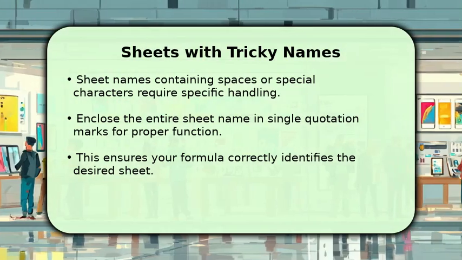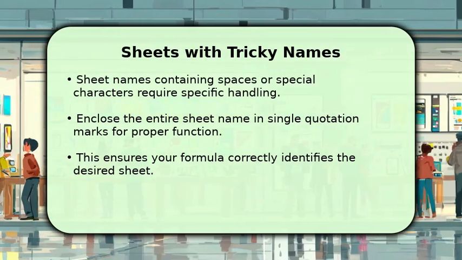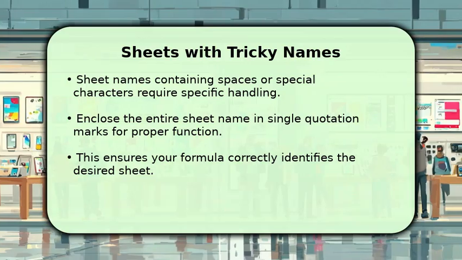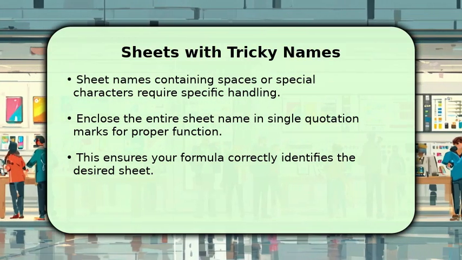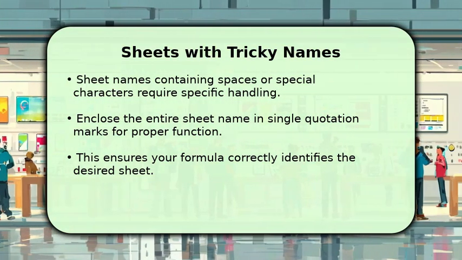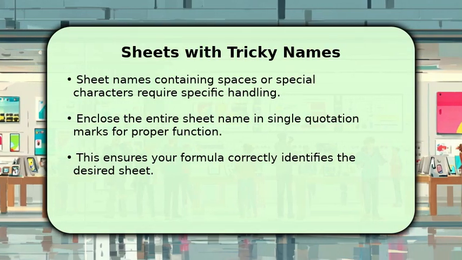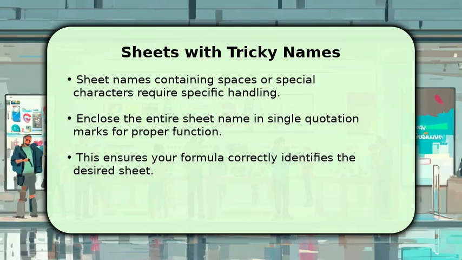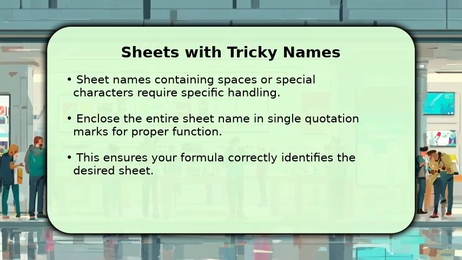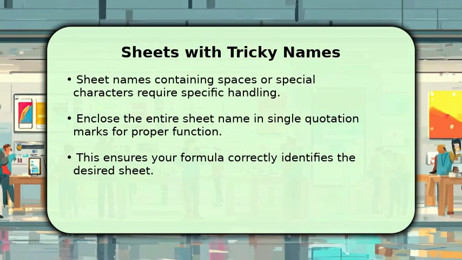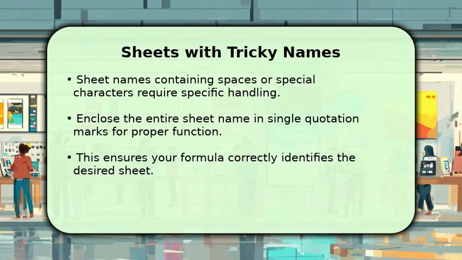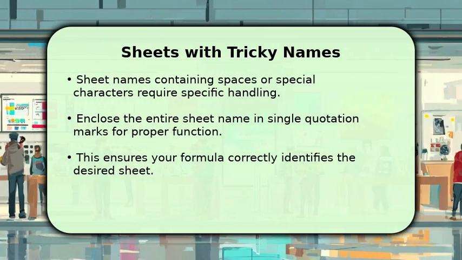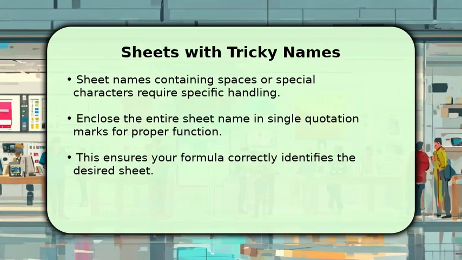When your sheet name includes spaces, like Sales Data, you need to enclose the entire sheet name in single quotation marks. So, if you want to reference cell B5 from a sheet named Sales Data, your formula would look like ='Sales Data'!B5. This simple addition ensures your formula works correctly, even with complex sheet names. Remember to always include those single quotes around the sheet name when spaces are present.